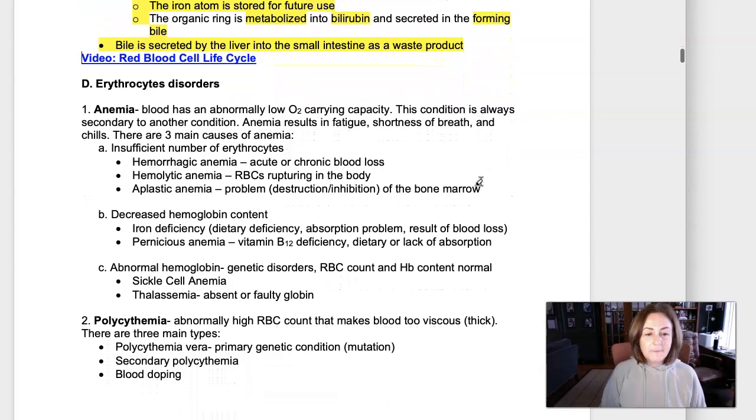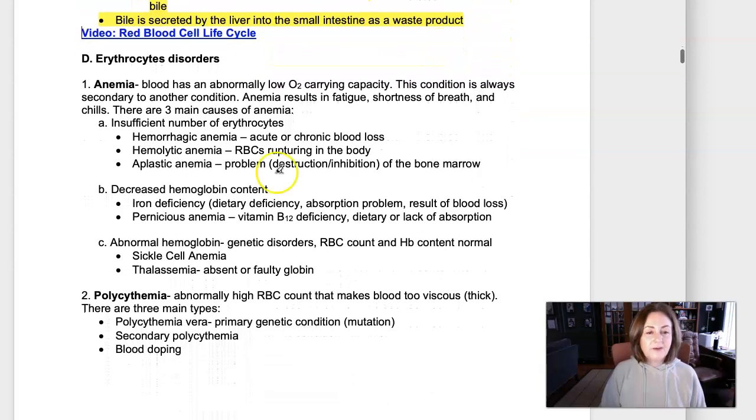And then to wrap this up, there are some disorders that we need to know. One is anemia. And anemia, I know you've heard of it. Basically, there are many different types of anemia, but what all anemia has in common is this low oxygen carrying capacity. So the term anemia doesn't really mean what's wrong. It's always secondary to another condition. It's not a primary condition. In other words, something is wrong and it's causing this problem of anemia. If we fix the primary problem, then the anemia can go away.